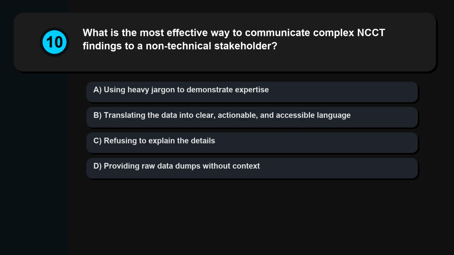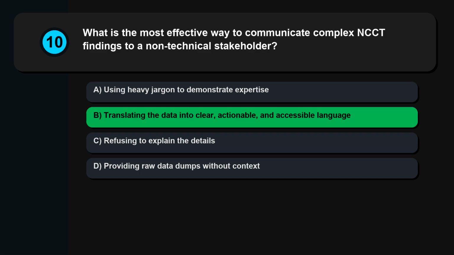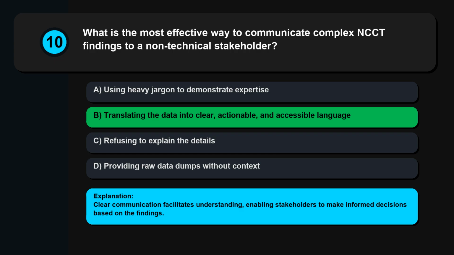Question 10. What is the most effective way to communicate complex NCCT findings to a non-technical stakeholder? Using heavy jargon to demonstrate expertise, translating the data into clear, actionable, and accessible language, refusing to explain the details, providing raw data dumps without context. Clear communication facilitates understanding, enabling stakeholders to make informed decisions based on the findings.